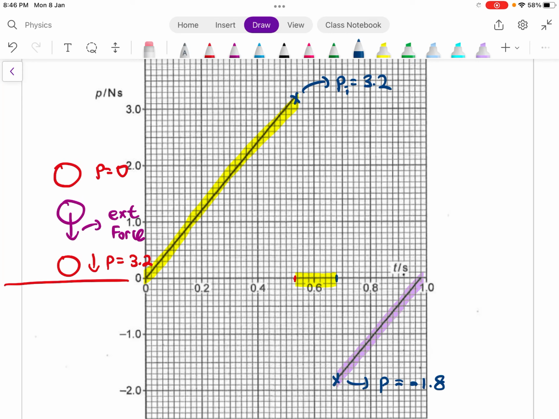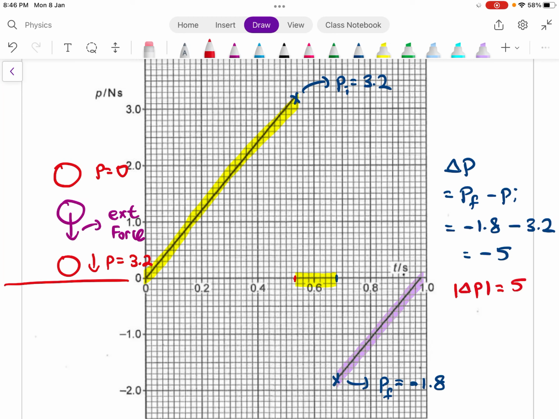So you can see that now you've put down momentum. The change in momentum will be final momentum minus initial momentum. I just get the magnitude. So of course, negative 1.8 minus 3.2 will actually give me negative 5. Then I get the magnitude, which means that delta P is equal to 5.